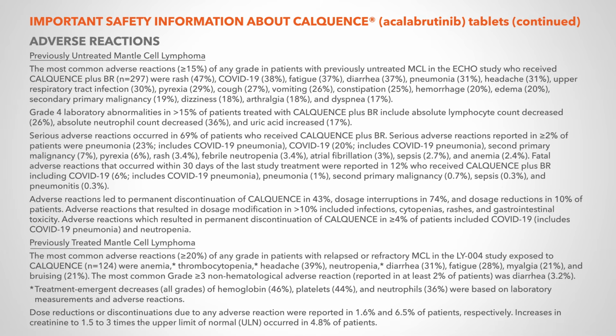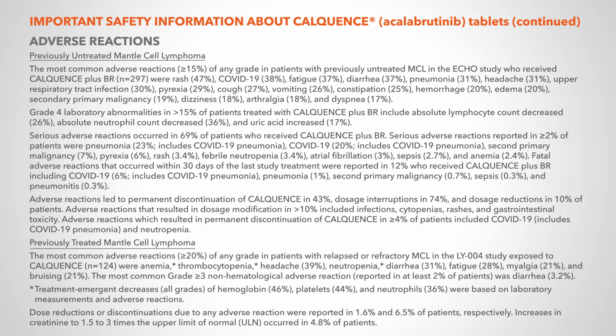Serious adverse reactions occurred in 69% of patients who received CALQUENCE plus BR. Serious adverse reactions reported in greater than or equal to 2% of patients were pneumonia, 23%, includes COVID-19 pneumonia. COVID-19, 20%, includes COVID-19 pneumonia. Second primary malignancy, 7%. Pyrexia, 6%. Rash, 3.4%. Febrile neutropenia, 3.4%. Atrial fibrillation, 3%. Sepsis, 2.7%. And anemia, 2.4%.